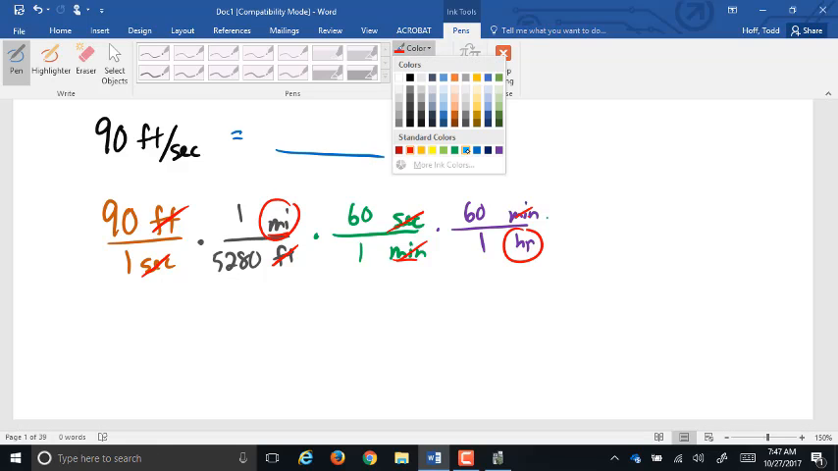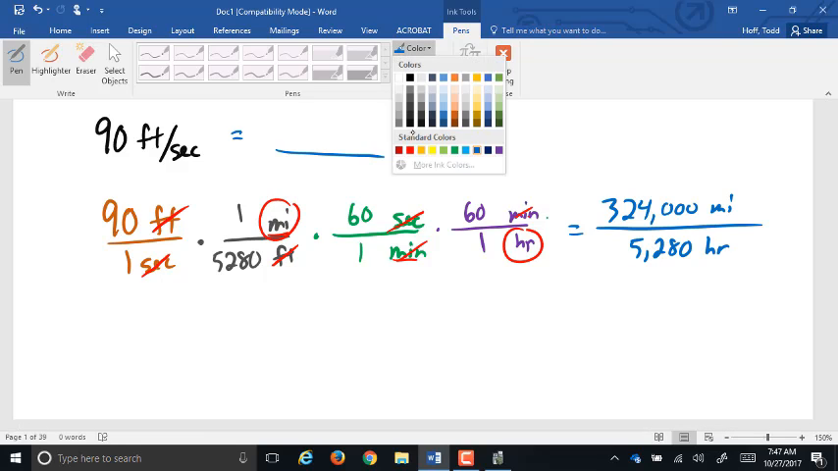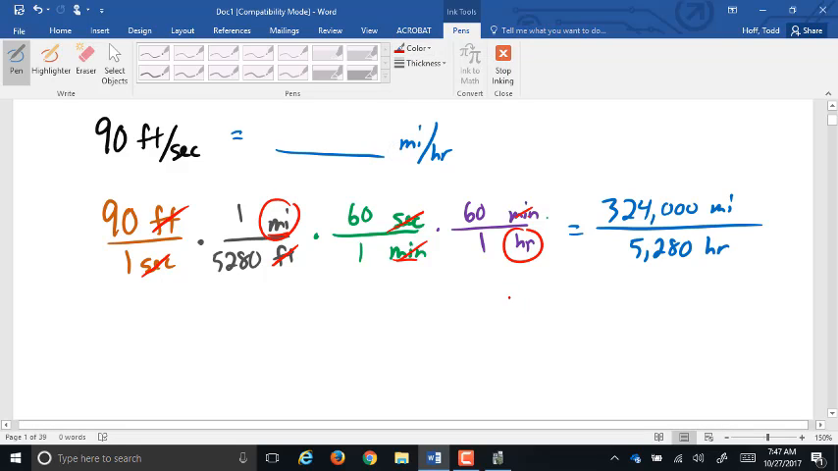So on top, we're going to multiply there. 90 times 1 times 60 is 324,000 miles. And on bottom, 1 times 5280 times 1 hour is 5,280 hours. We have to divide that out. Oh, what is that? 61.36, something like that. Miles per hour.